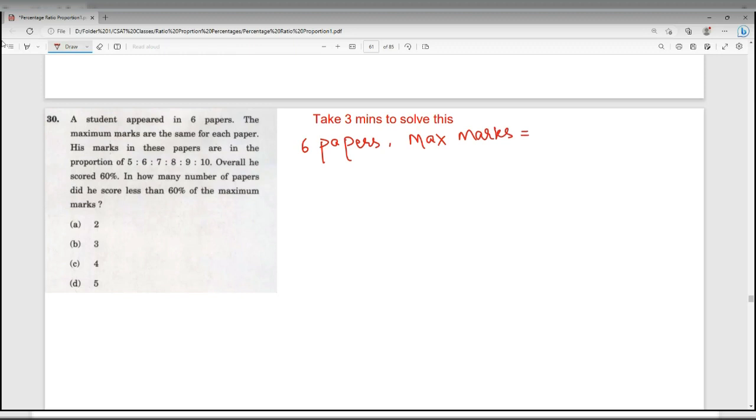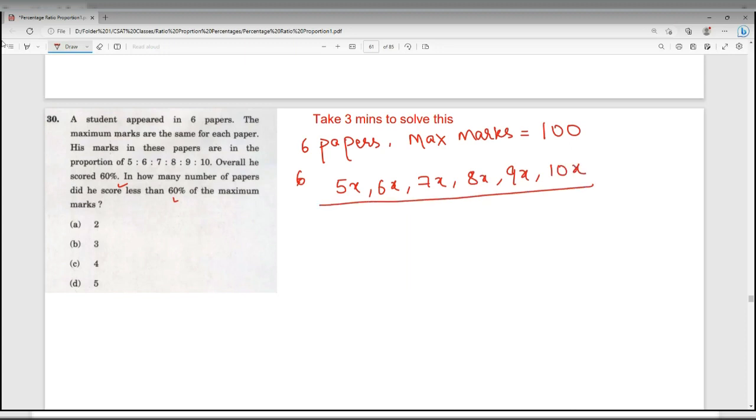So let us take that maximum marks as 100, and then they are saying his marks in these papers are in the proportion 5:6:7:8:9:10. Overall, he scored 60%. In how many papers did he score less than 60% of the maximum marks? So in 6 papers, since it is in the ratio 5:6, let the marks be 5x, 6x, 7x, 8x, 9x, and 10x. These are the marks that he has scored in each paper.